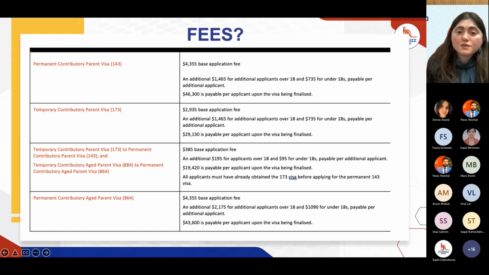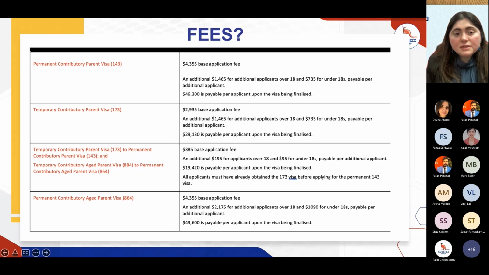Now, this $46,300 you do not need at the time of application. When you lodge the application with the basic fees, $4,355, plus the fees for the secondary applicants, when the application is about to be finalized, the Department of Home Affairs will send you an invoice for $46,300. This may change next year because every financial year, the Department of Home Affairs increases the fees for different visa subclasses. So you pay a lump sum of $46,300.